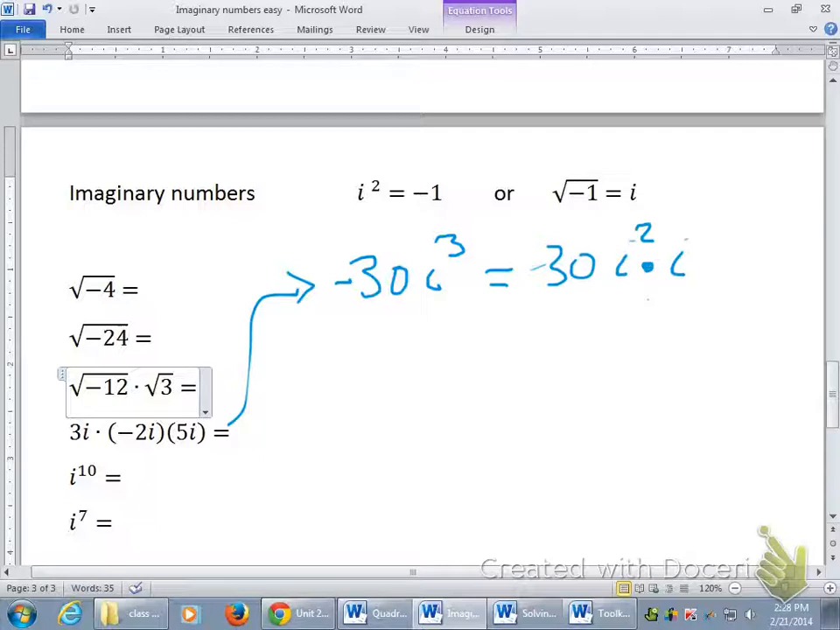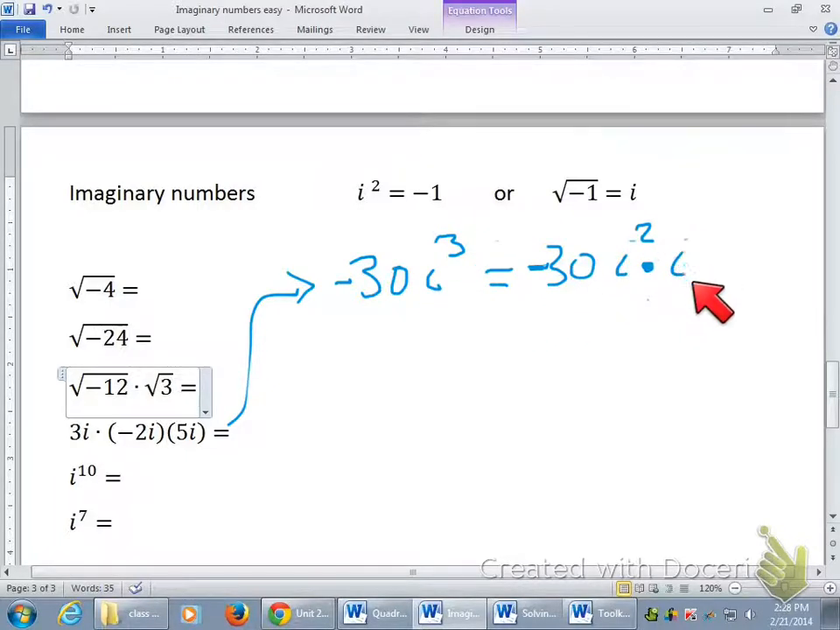Are you okay with that? Wait, is that second 30? Is that negative in front? That's still a negative. Yeah, I'm sorry. All right, but i to the second, and i is that's really this, right? Because you add exponents together.